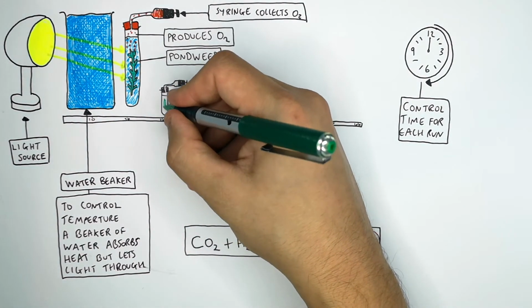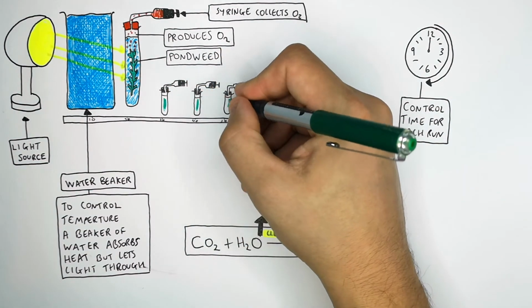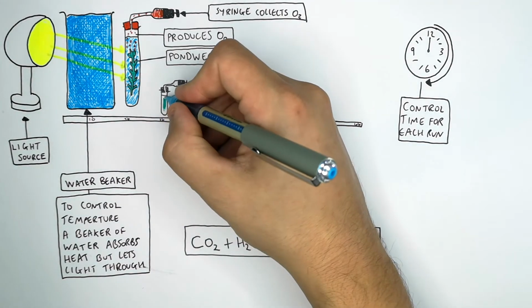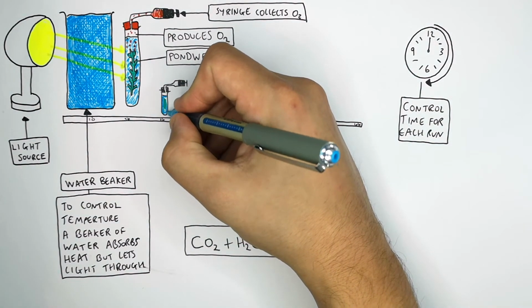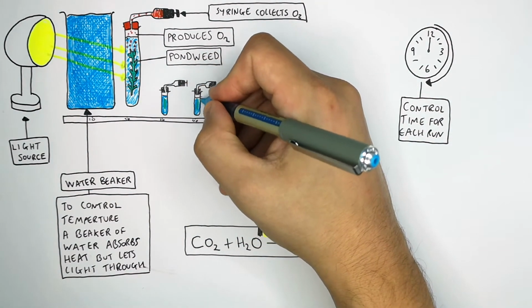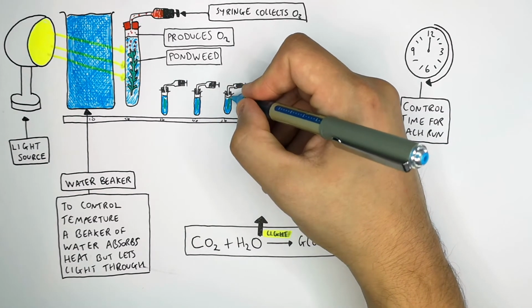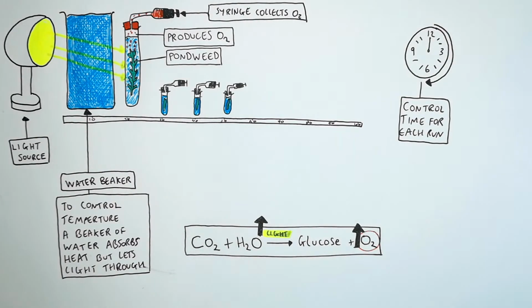So we've set up 3 test tubes here with the same volume of water in each one, with the same species of pondweed, with the same boiling tube, with the same syringe. These are all control variables. We keep these the same, so our results are reliable.